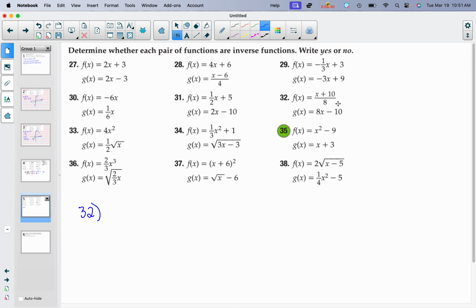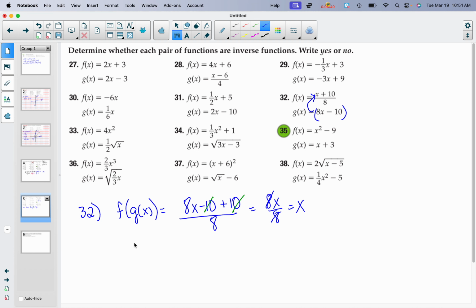Okay, so now I'm going to do number 32. If I first find f of g of x, it wouldn't really matter which one you do first. So this tells me put g inside of f. So that's what I'm going to do. I'm going to have an 8x minus 10 where the x is, and then I have a plus 10 over 8. So I notice that the 10's cancel. I get 8x over 8, and the 8's cancel.